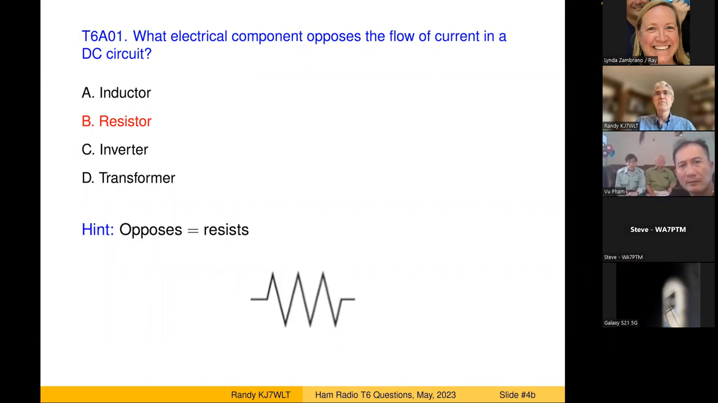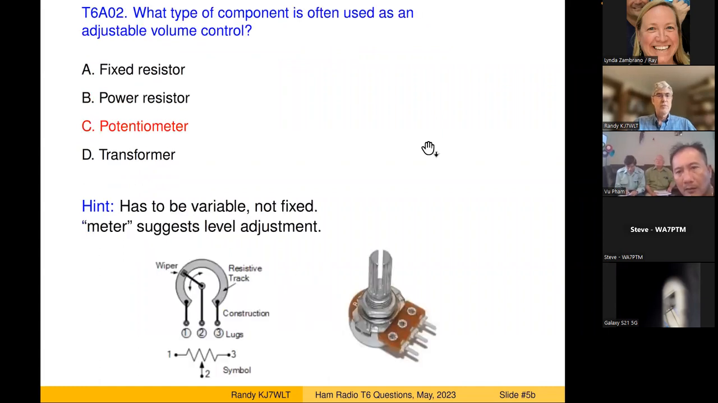And I think somebody isn't muted. You might all want to mute. Vu, maybe you need to mute. Okay.